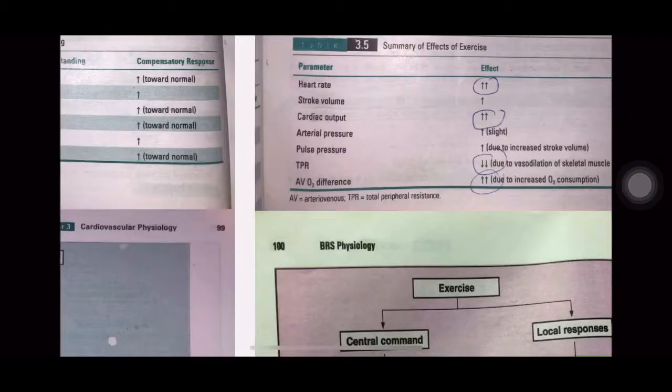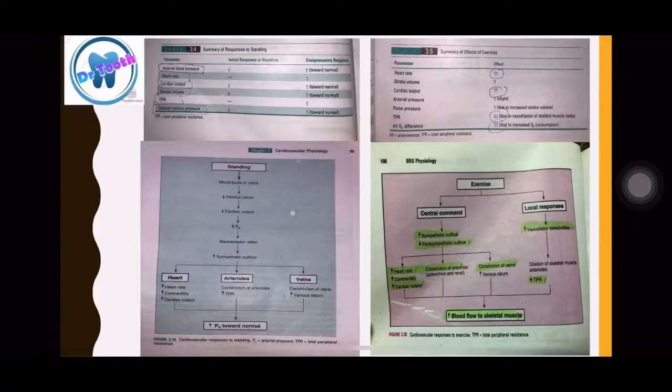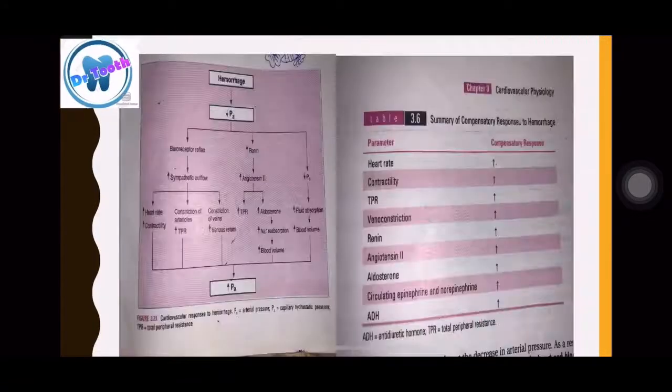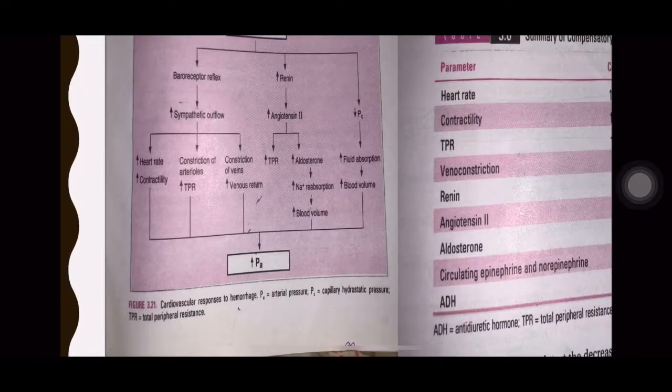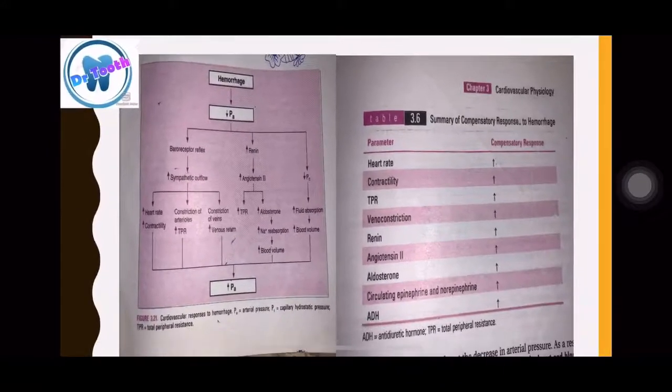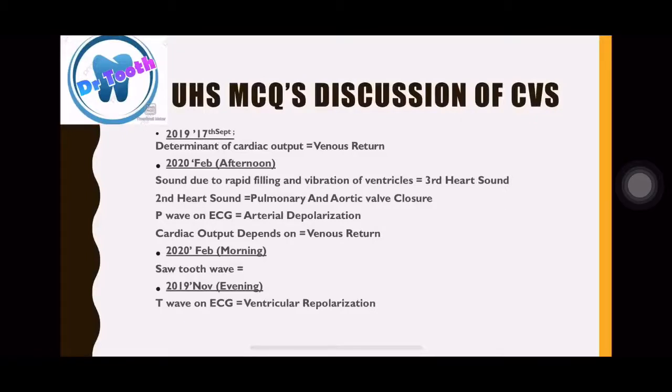Now many MCQs are related to effects of exercise on heart, stroke volume and cardiac output. So must read this table and also the algorithm with that. Then we have cardiovascular response to hemorrhage. Go through it as well, and in the end we have summary of compensatory response to hemorrhage. So this was the cardiovascular system.